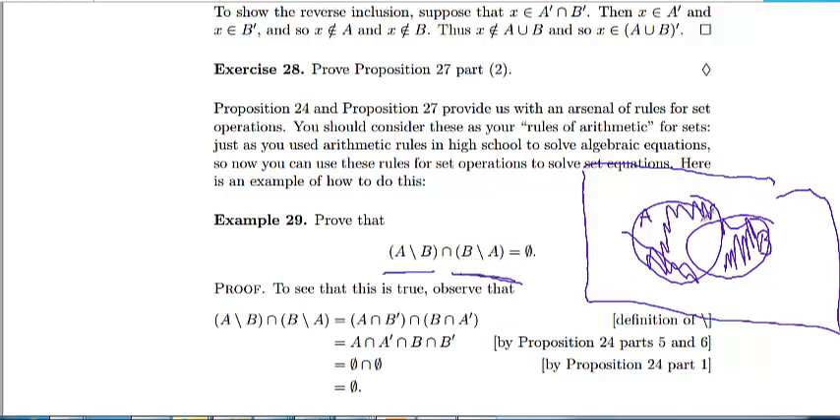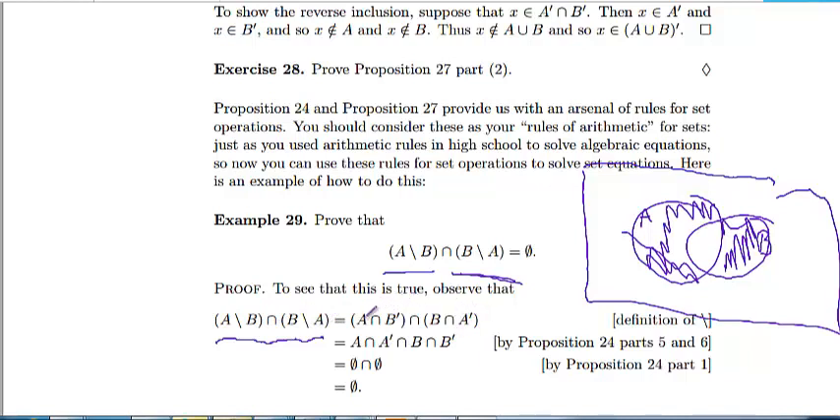You can kind of show this by a picture, but that's not really a proof. Let's do a proof using the algebraic properties of set complement. So let's start out with this. Let's do algebraic manipulations. Now usually you first go to definitions. The definition of A set difference B is A intersect B complement. The definition of B set difference A is B intersect A complement.